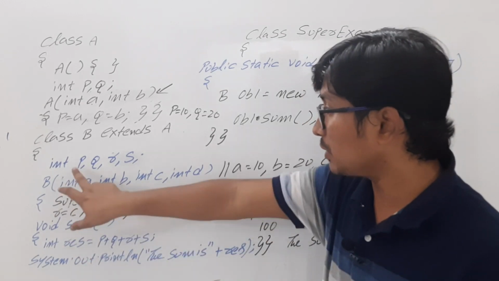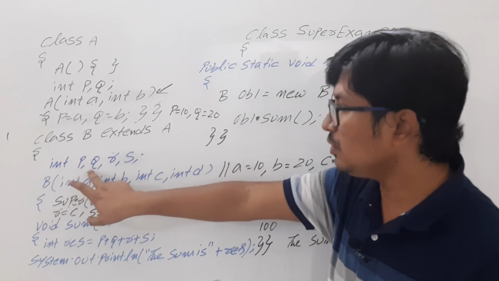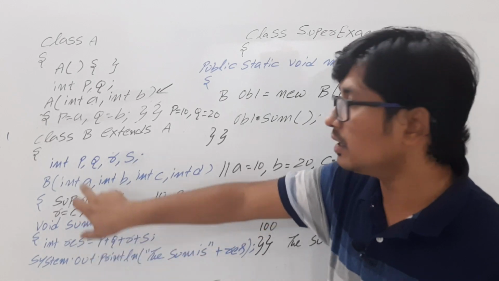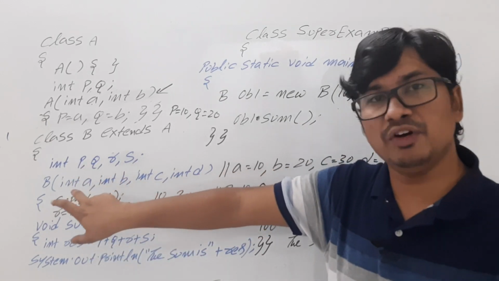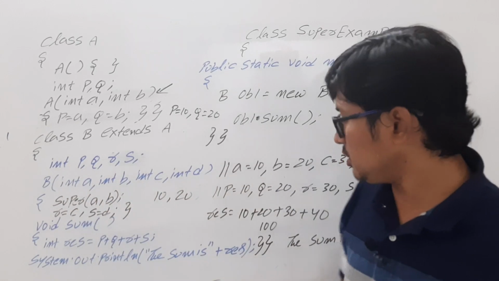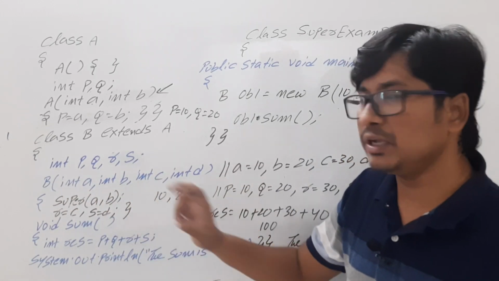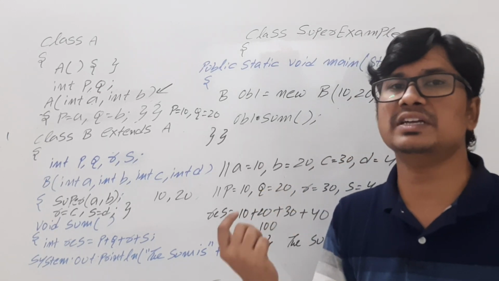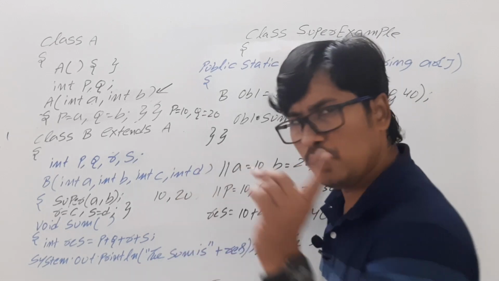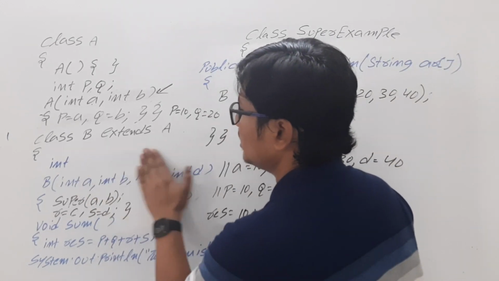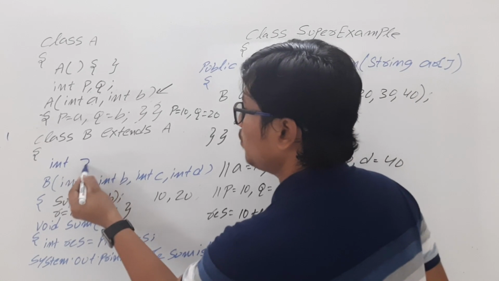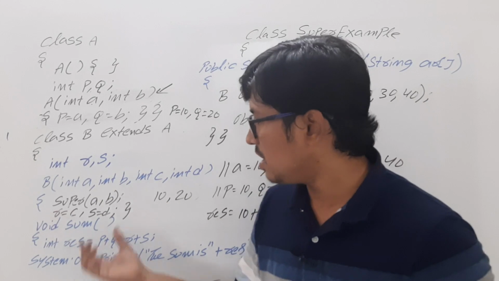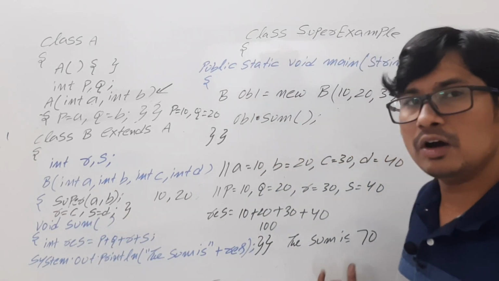This is absolutely fine. But the mistake you have done, again you have declared the P and Q values. So this P value and Q value will come here. As you do not assign any value, default values will come, which is 0. So this program will be considering the P value as 0, Q value is 0, R value 30, S value 40. So 0 plus 30 plus 40 is 70. So if you want to get the output as 100, you don't declare the P variable and Q variable again in the class B or in the child class. Now if you execute the program, you will get the output as 100.